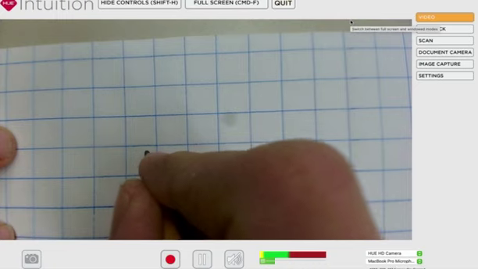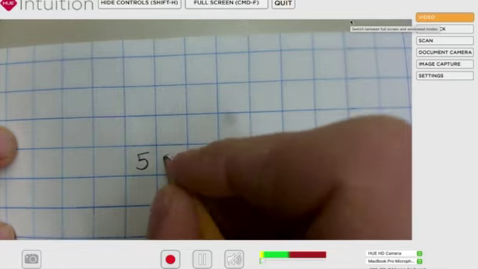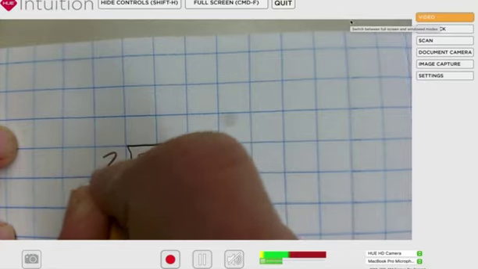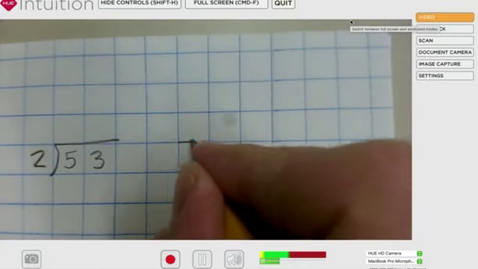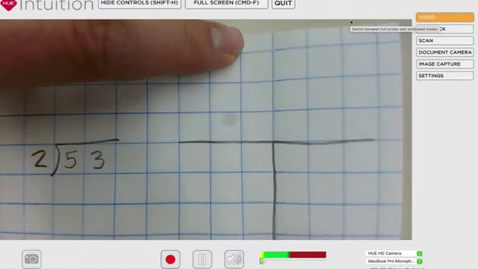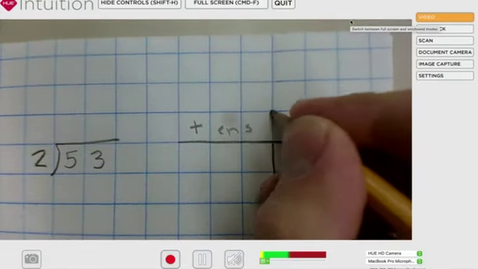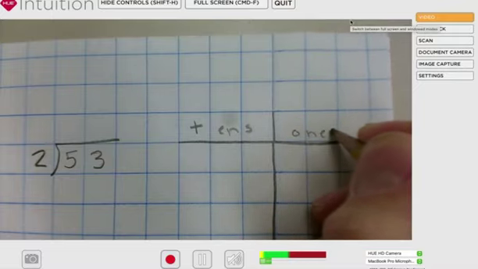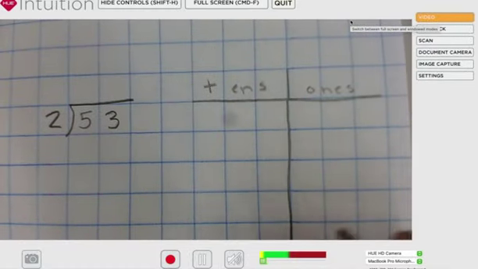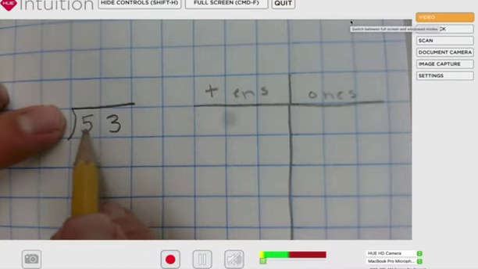On your paper, let's make our dividend, the number that's going to be divided, a 53. And then we're going to make our divisor a 2. Because this first example is going to involve the dots and the dashes, we're going to make a little T right here. The tens are going to be here, and the ones are going to be here. And again, pause the video as much as you need to make this work.